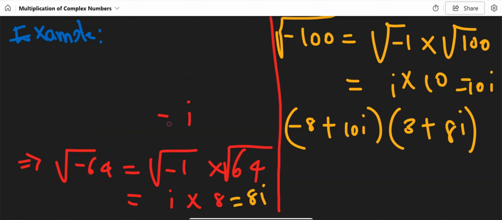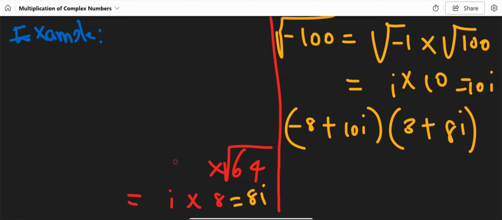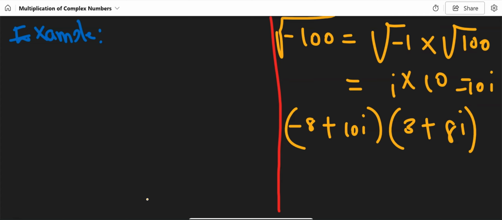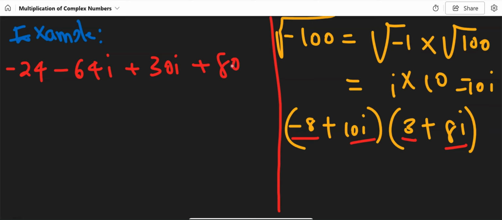So therefore, now that we've simplified the question to be something we are familiar with, let's go straight into it. This gives us negative 8 times 3, that is negative 24. Negative 8 times 8i, that is negative 64i. 10i times 3, that is positive 30i. Then 10i times 8i, that is positive 80i squared.